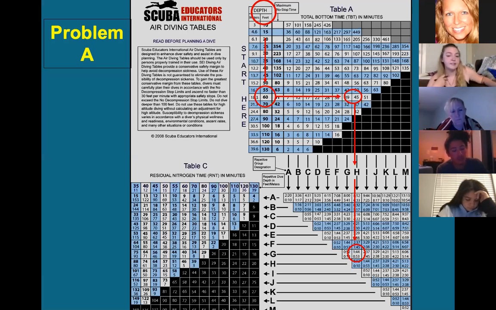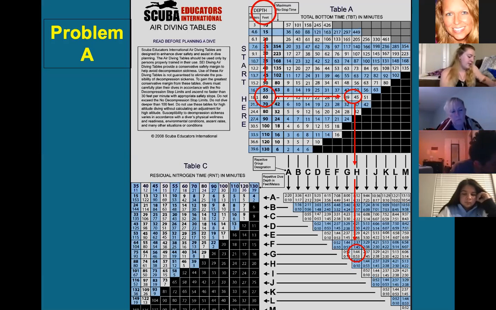And then our second dive, we're going to go to 50 feet. So if we go over on table C, where it says 50, and we see where 50 and H intersect, just follow that over. You're going to see two numbers. So this is seeing where you take G and you follow that over.